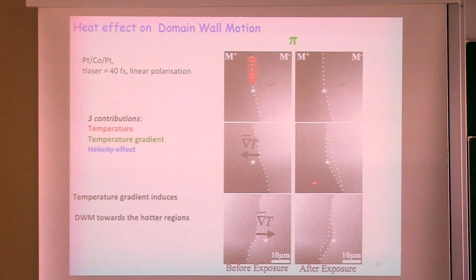All right, so here we used linear polarization. That's in fact to see the effect of the laser, but without the helicity. So basically we are killing this helicity effect. And so here we have before exposure and after.